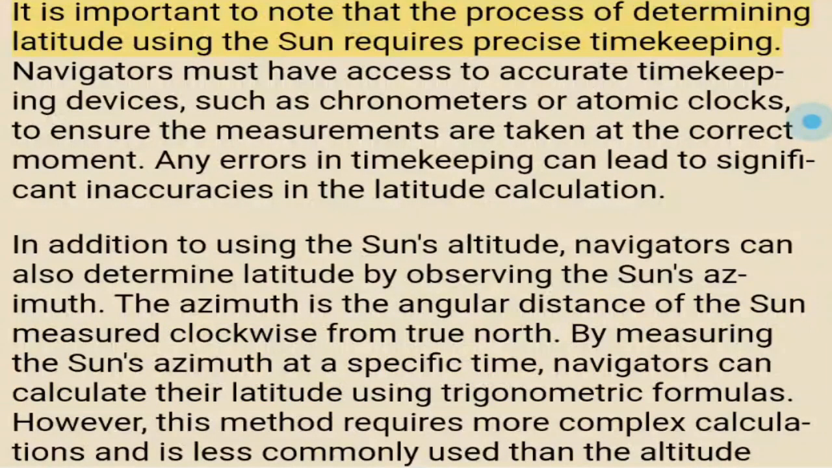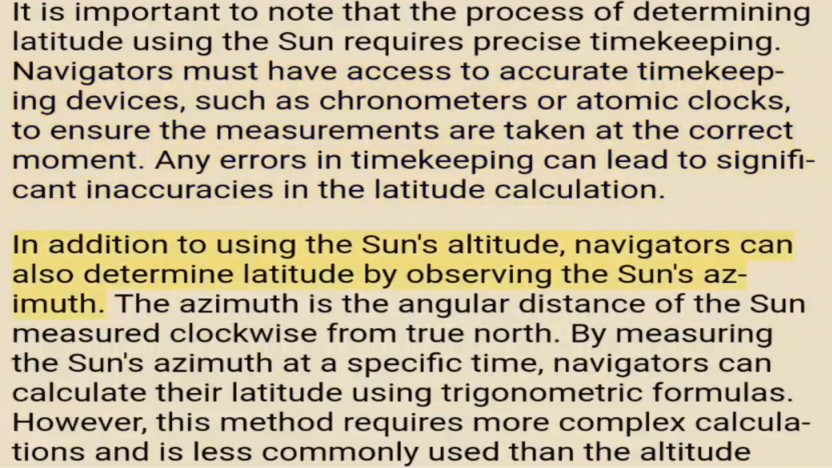It is important to note that the process of determining latitude using the sun requires precise timekeeping. Navigators must have access to accurate timekeeping devices, such as chronometers or atomic clocks, to ensure the measurements are taken at the correct moment. Any errors in timekeeping can lead to significant inaccuracies in the latitude calculation.